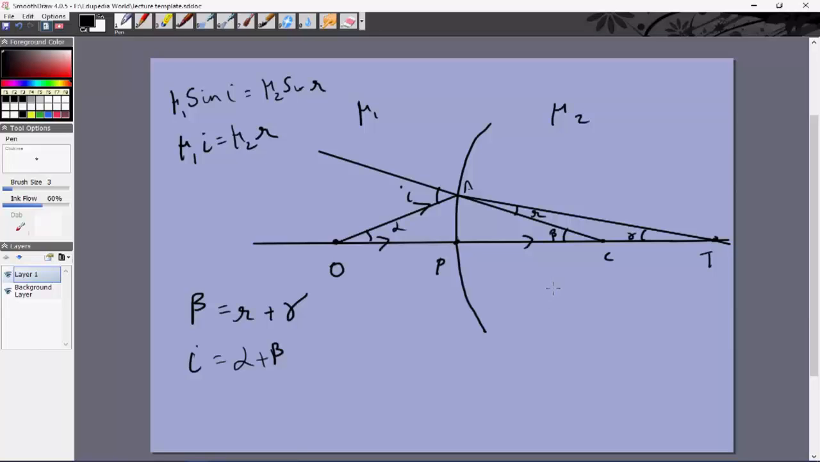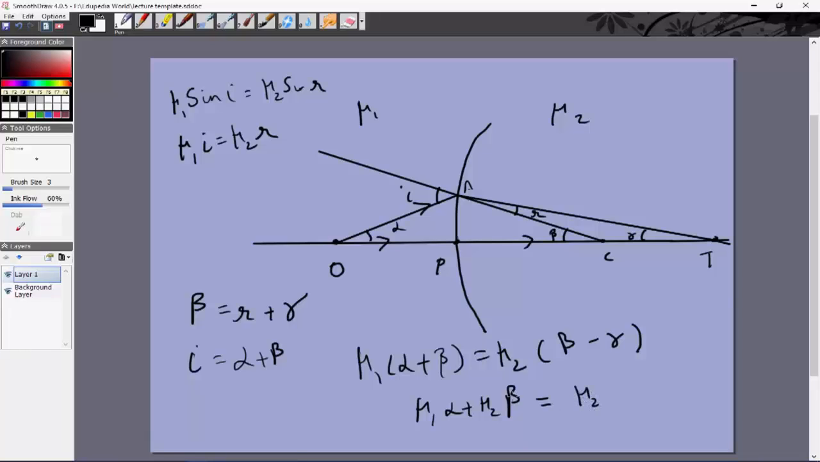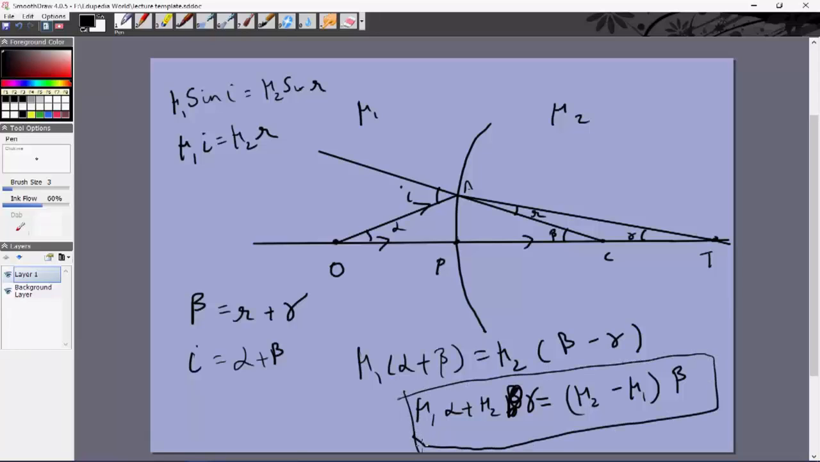From this we can get the result mu1 times alpha plus beta is equal to mu2 times beta minus gamma, or mu1 alpha plus mu2 gamma is equal to mu2 minus mu1 times beta. So this is the result we got. You can see that the structure is beginning to resemble the refraction at spherical surfaces formula.